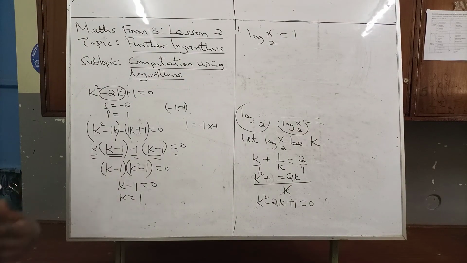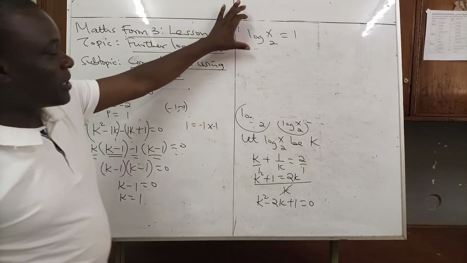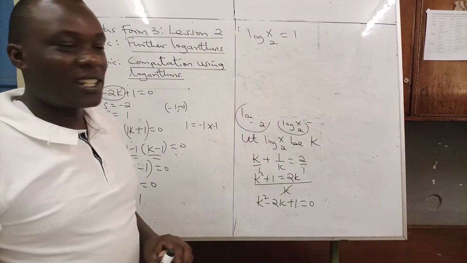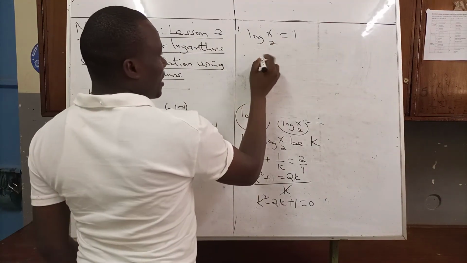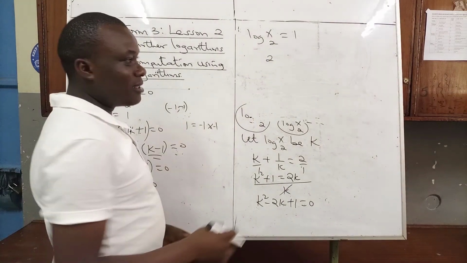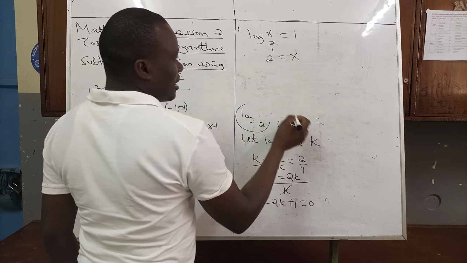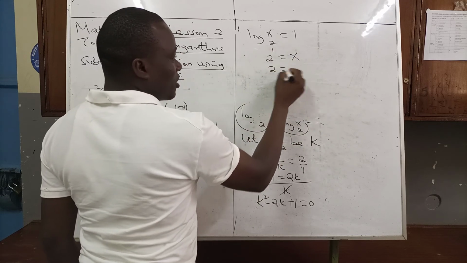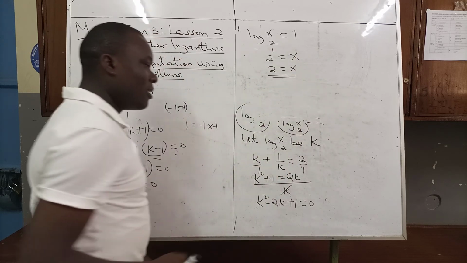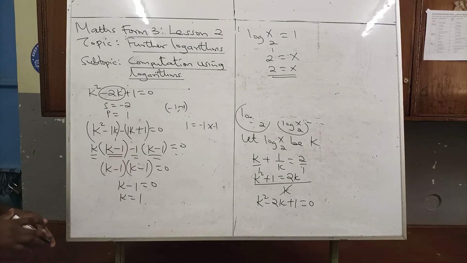So for us to be able to obtain x, we will change this particular logarithmic notation into index notation. The base is 2. I said that the base will remain the base. The quotient becomes the power. And the number we have here becomes the quotient. 2 raised to power 1 is just 2. So that's how you obtain the value of x.